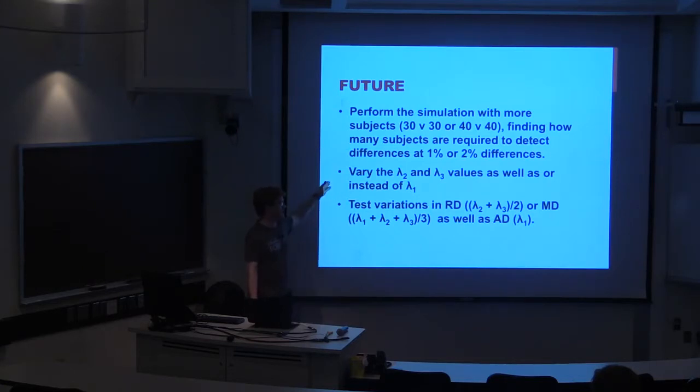Another obvious thing is to vary the second and third eigenvalues, and then also test for variations in radial diffusivity or medial diffusivity. In this case, I mainly was interested in axial diffusivity because that is directly what I was varying in this particular case. I was also interested in fractional anisotropy because it's the most commonly used value in this field. So, yes.